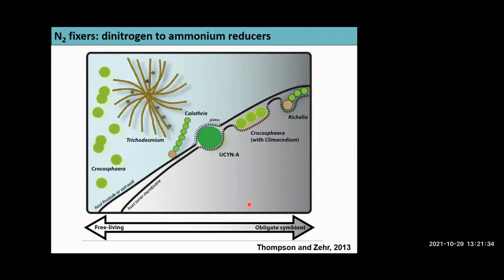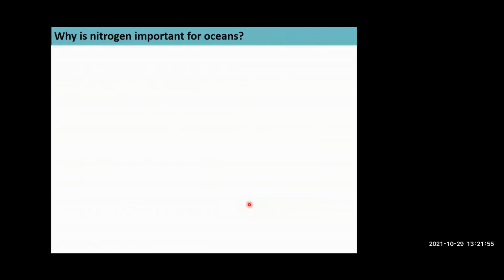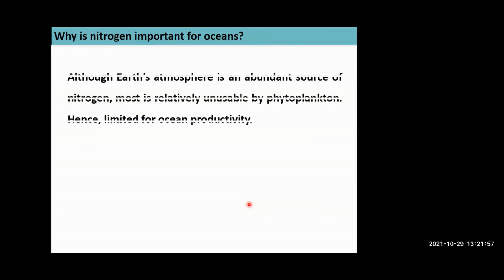On the left side you have the free living, on the right side you have the diazotrophs, which form a kind of symbiosis with other bacterioplankton or with other plankton, and these are the very well known nitrogen fixers that we know right now, and they can be impacted very differently, and that is what we do not know.